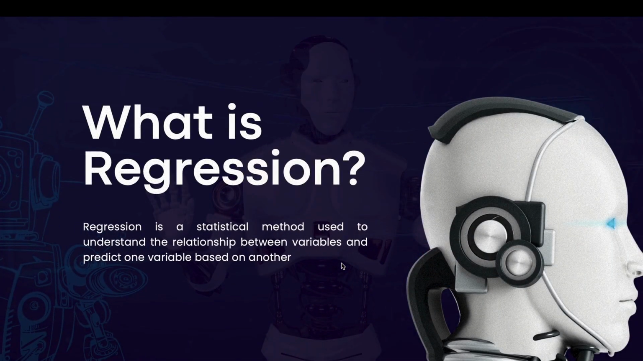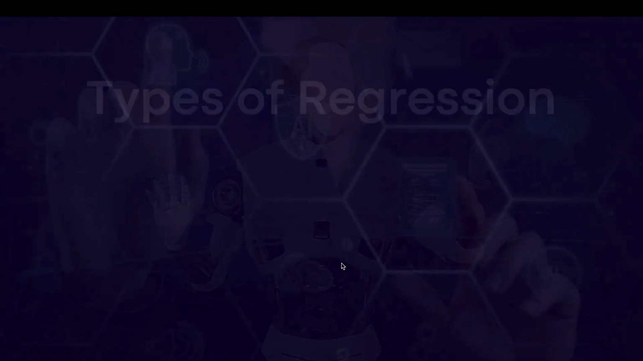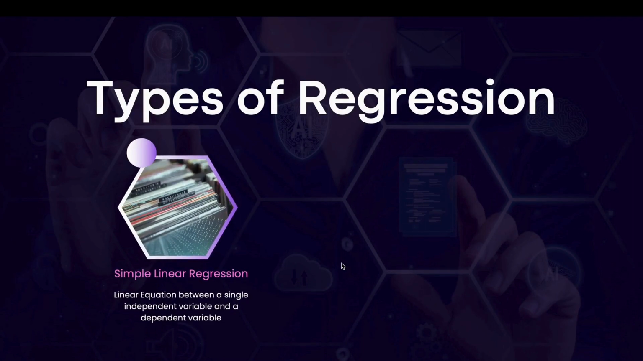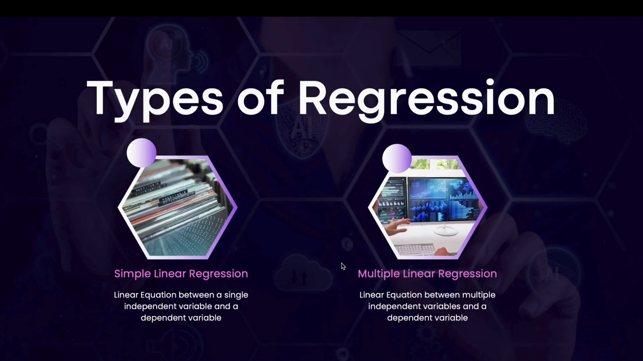So basically regression is a statistical method which is used to understand the relationship between the different variables and also predict the value of one variable based on the another. So we'll see the entire regression in a nice chart, but let's first understand what are the different types of regressions. So basically there are two different types. One is simple linear regression and one is multiple linear regressions.